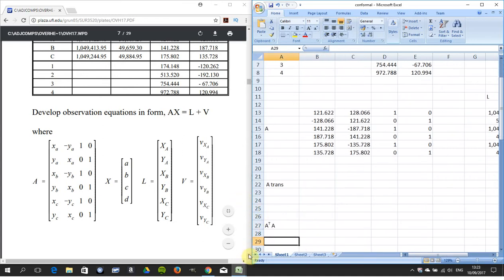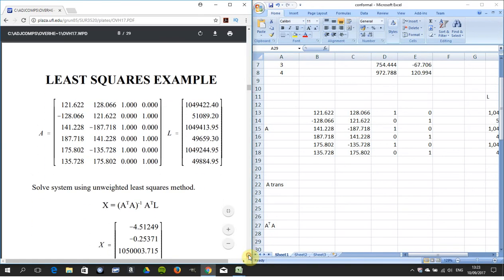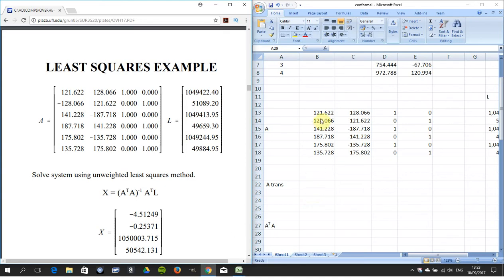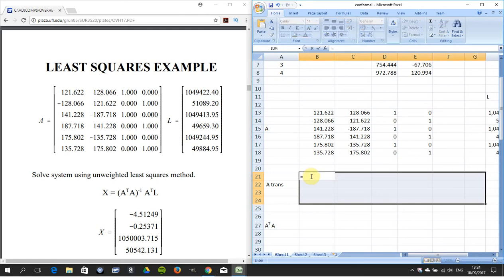So, going down here, there's the matrix A, there's the matrix L, and the X is the least squares method. So we have to go slowly at this. So A is 1, 2, 3, 4, 5, 6, so it's 6 rows by 4 columns, and the transpose of that is 4 by 6. So we highlight 4 by 6, equal transpose, and control, shift, enter. So finger on control, finger on shift, finger on enter.